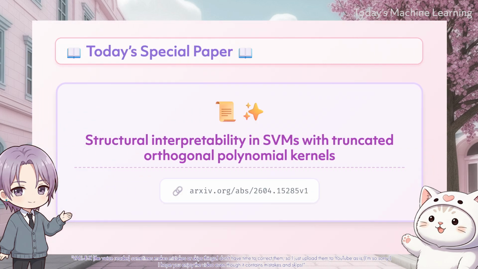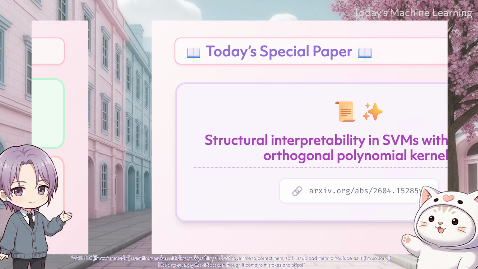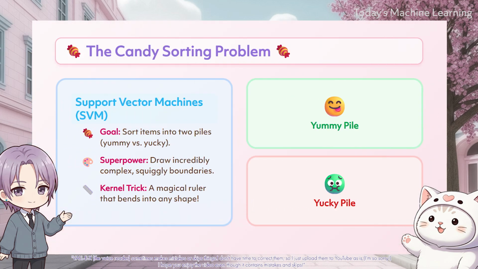The title of today's paper is Structural Interpretability in SVMs with Truncated Orthogonal Polynomial Kernels. You can find it online at arxiv.org/abs/2604.15285 version 1. Phew, that is quite a mouthful, right? But do not worry at all, because we're going to break it down together, step by step. So what exactly is the big problem this paper is trying to solve?